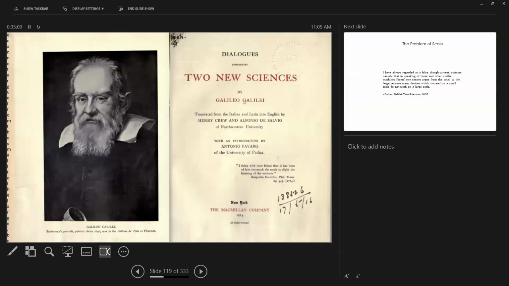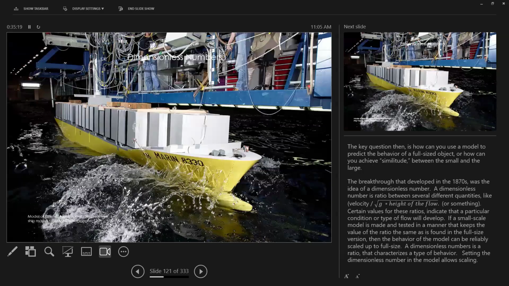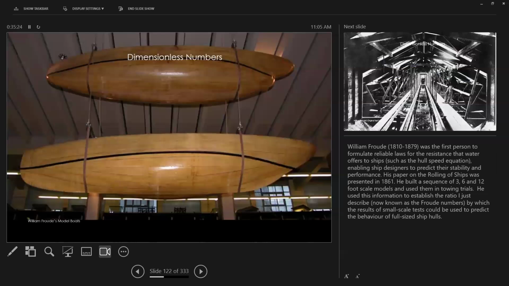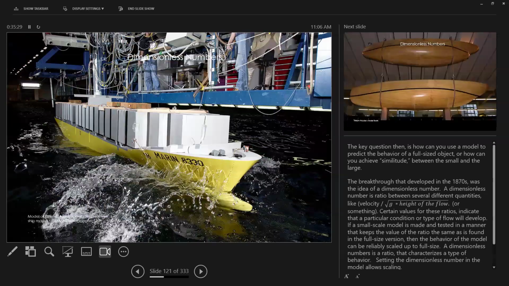Galileo is the first person that thought about this. He said, "I've always regarded as false, though current opinion, that in speaking of these and other things, one cannot argue from the small to the large." And the first person that made headway in this problem was this guy William Froude.